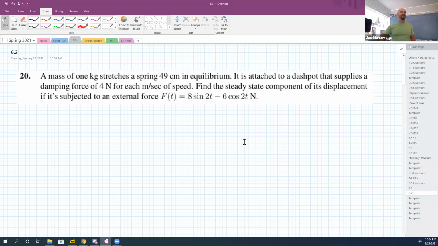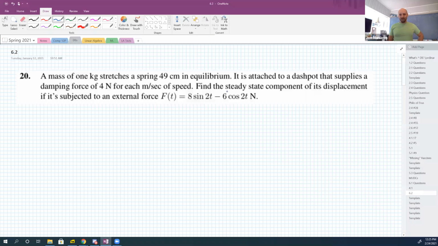All right, so we're trying to do 6.2 number 20, for which I've got a mass of 1 kilogram stretching a spring 49 centimeters in equilibrium. It's attached to a dashpot that supplies a damping force of 4 newtons. And I'm supposed to find the steady state component of its displacement if it's subjected to some external forcing.